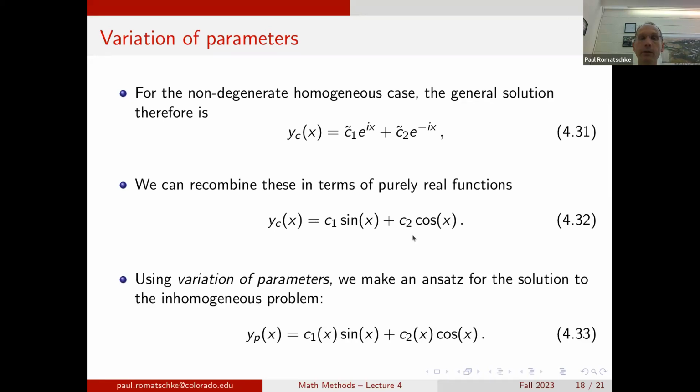The variation of parameters ansatz is then composed of taking the solution for the homogeneous problem and making an ansatz for yp of x that is supposed to solve the inhomogeneous problem by making c1 a function of x and c2 a function of x.